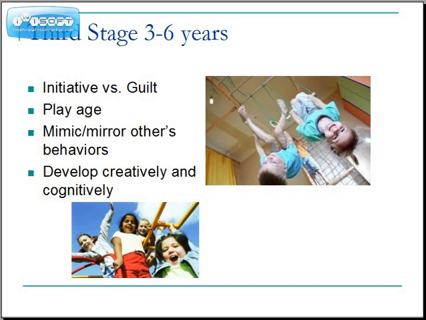Stage 3 of Erickson's theory deals with ages 3 to 6. The major conflict in this stage is initiative versus guilt. This is considered the play age for children, where their imaginations grow. They begin to mimic and mirror what they see. They also learn morality. When they do something wrong, they can now expect a punishment. This is how they are taught guilt.